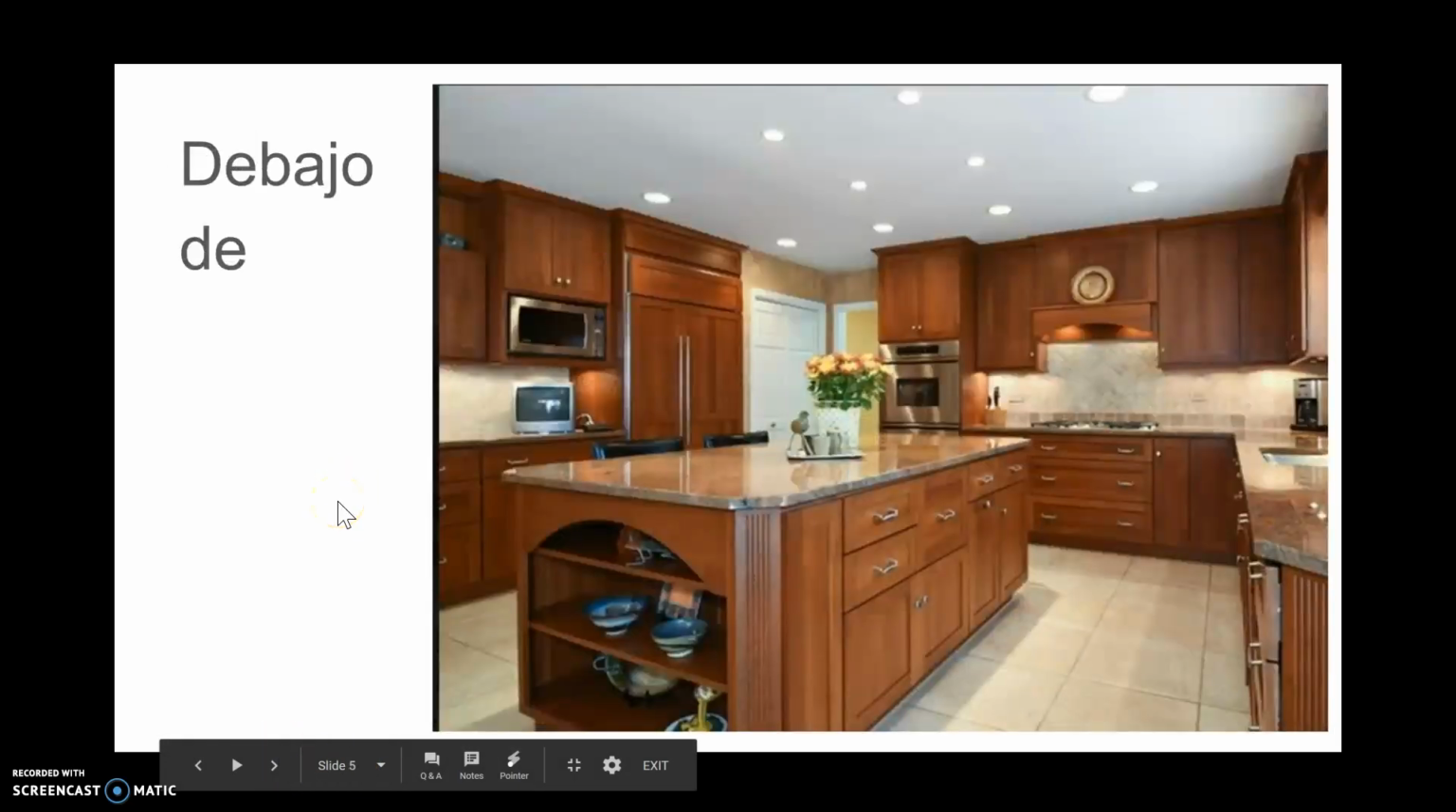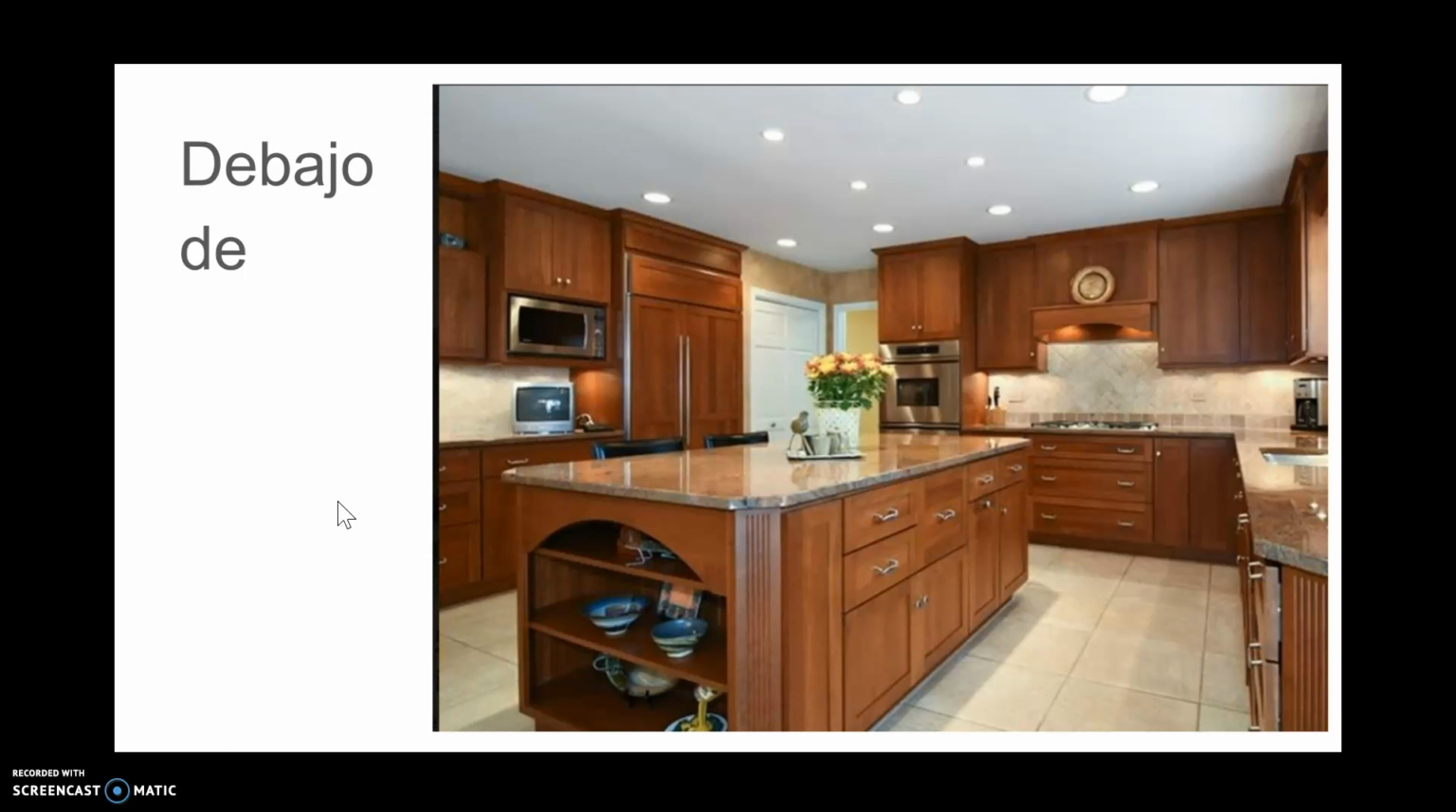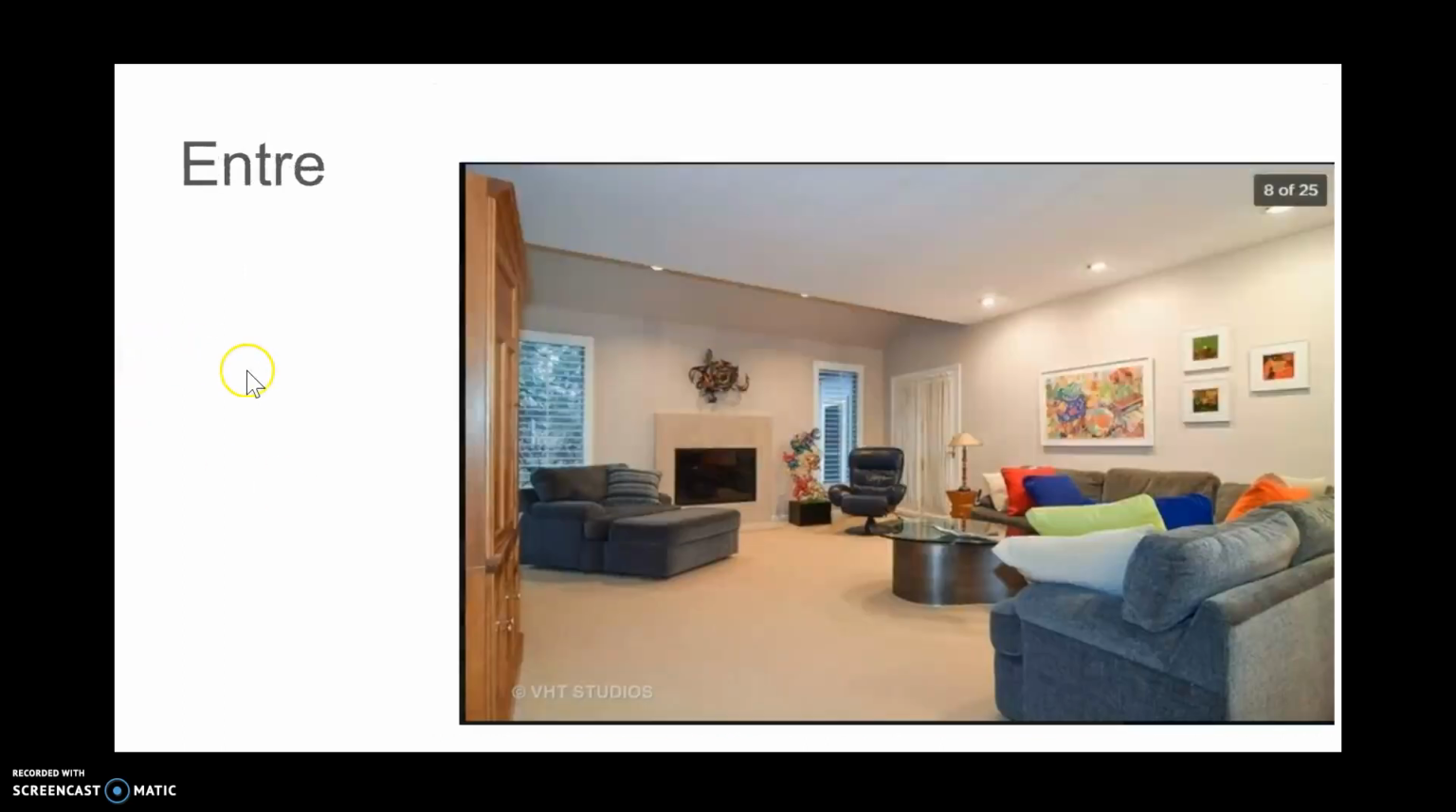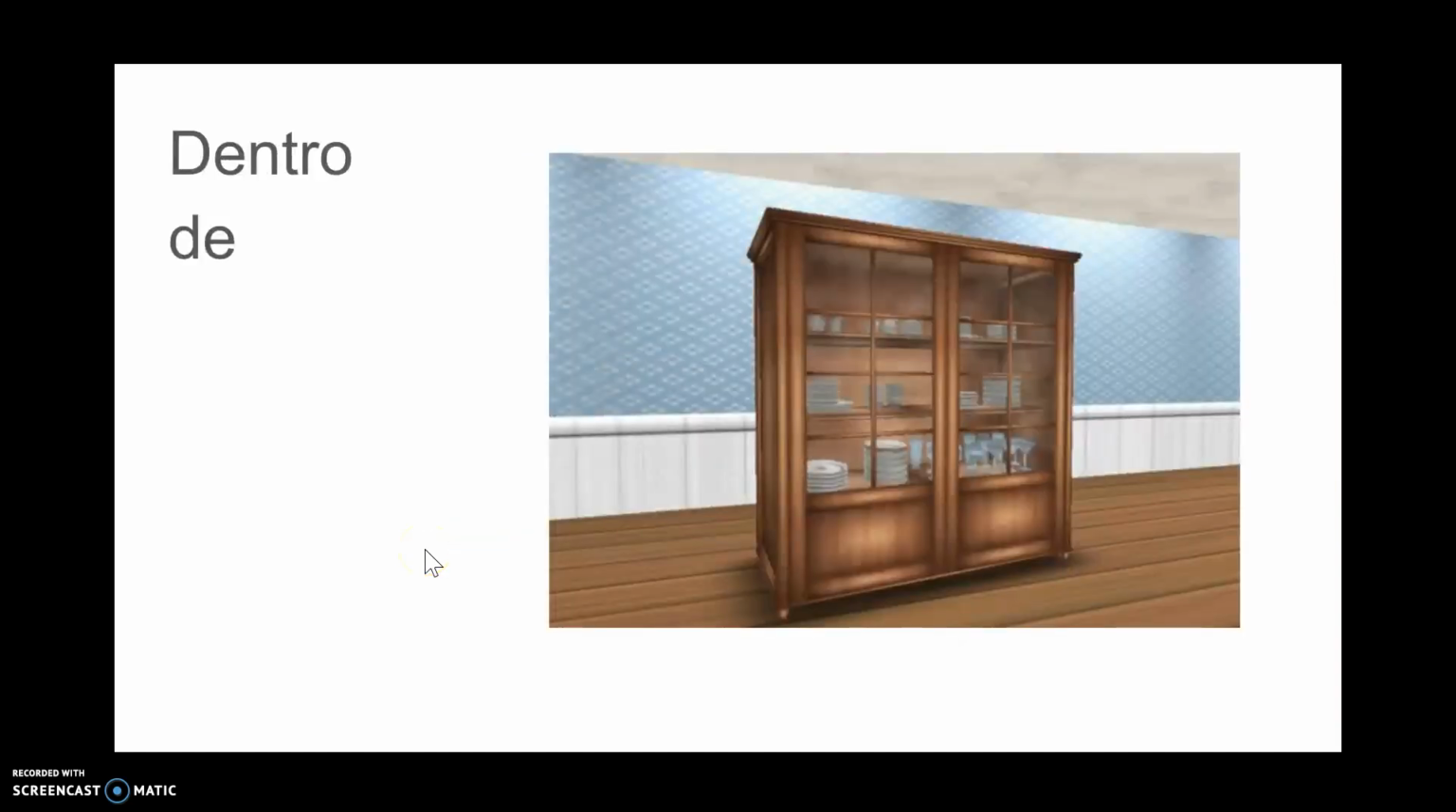Número cuatro, debajo de. El televisor está debajo del blank. Debajo de means under. Número cinco, entre, en inglés, significa between. Blank está entre los dos sillones. Número seis, dentro de. Dentro de en inglés significa inside. Hay muchos platos dentro del.